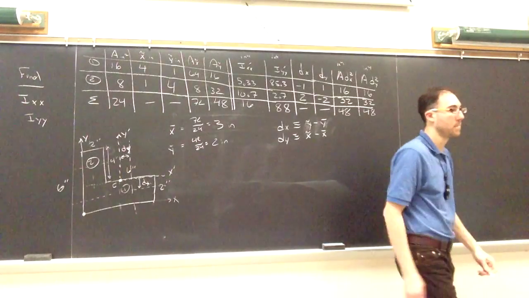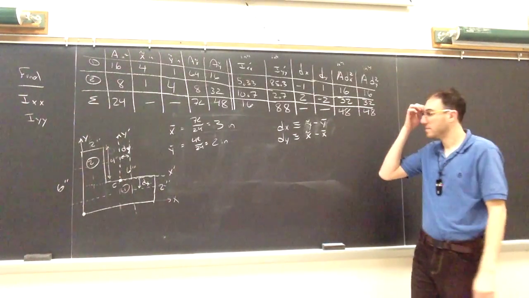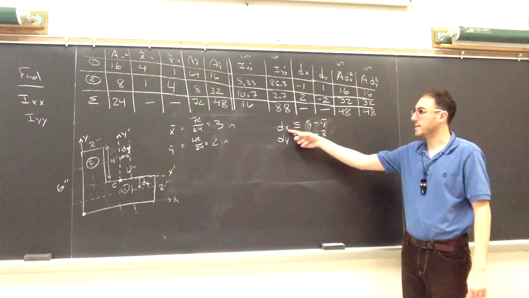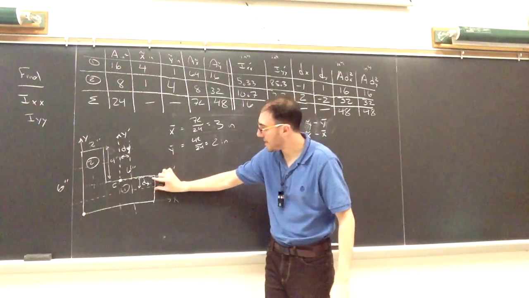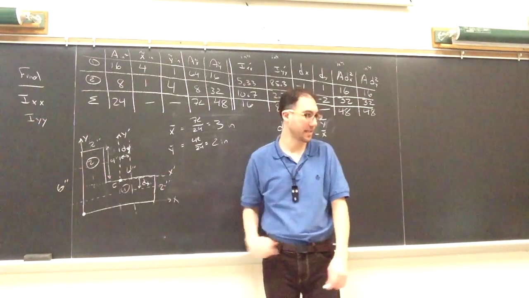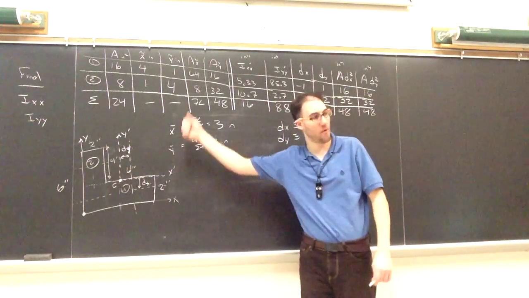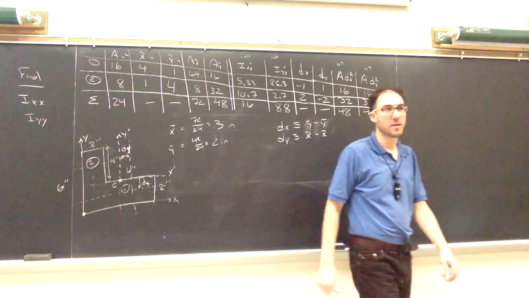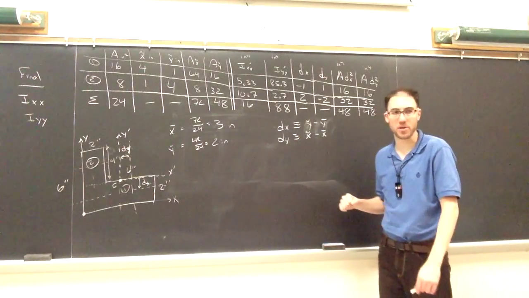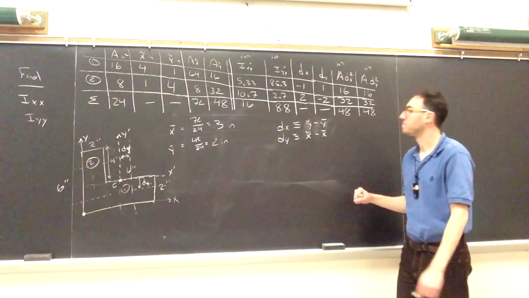Why is the dx opposite of what you think with the y? Because that is the distance between the x-axes. But that distance is a vertical distance. Yeah, so this is the tricky part to remember, these definitions, I think.